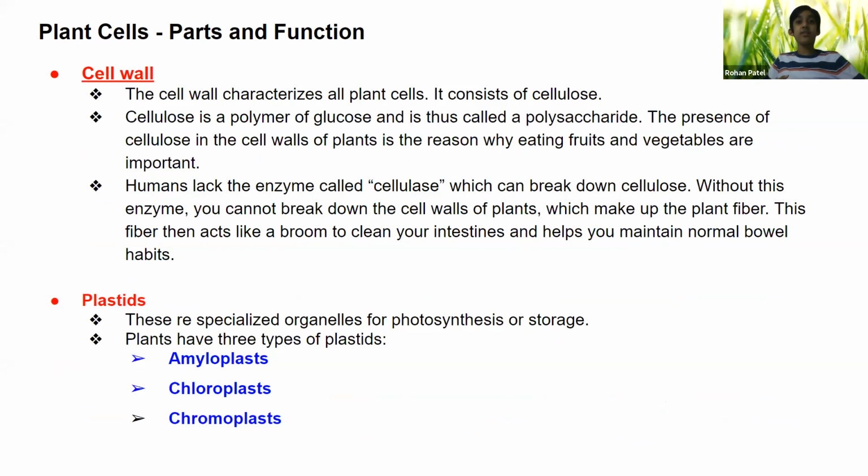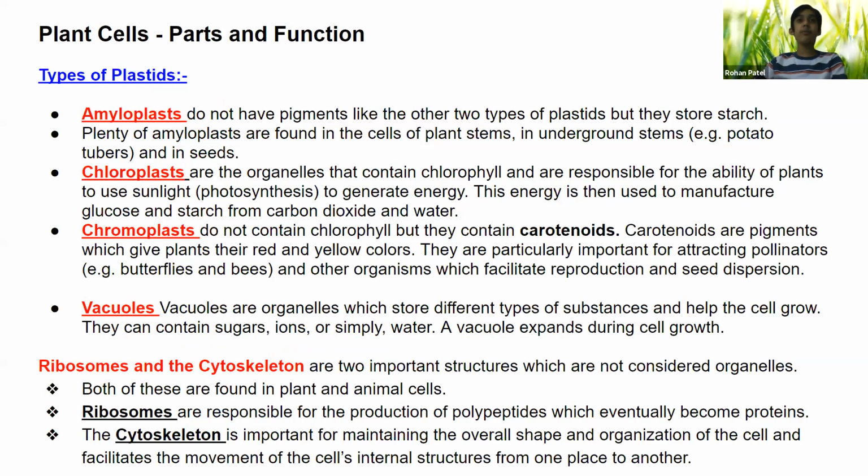Then we have our plastids. Plants have three types: amyloplasts, chloroplasts, and chromoplasts. Amyloplasts do not have pigments like the other two types, but they store starch. Plenty of amyloplasts are found in plant cells like potatoes and in seeds. Our chloroplasts are organelles that contain chlorophyll and are responsible for using sunlight to generate energy.